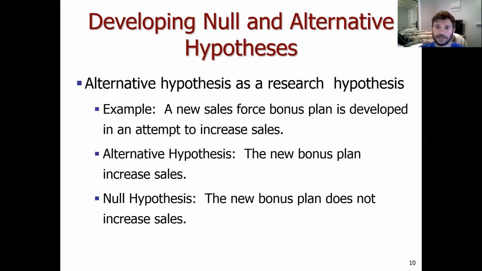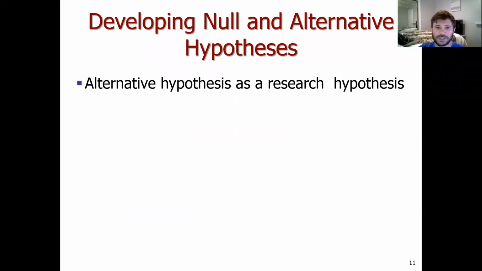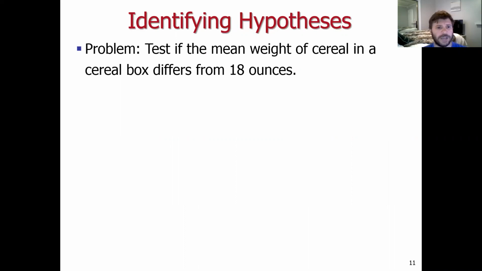All right, let's go ahead and take a look at some more examples. Let's suppose that we're considering the problem of testing the mean weight of cereal in a cereal box, whether or not it differs from 18 ounces. Believe it or not, there are laws called slack fill laws, which place legal restrictions on how much of a box of product can be filled with empty space because they do not want manufacturers misleading consumers. So we're going to test some cereal boxes here. We want to see if the mean weight of cereal in a box differs from 18 ounces.